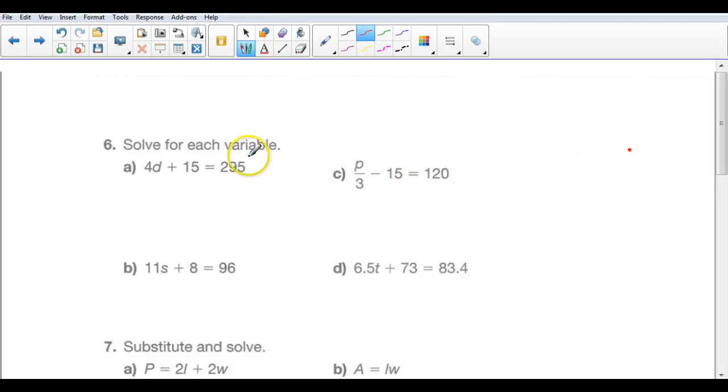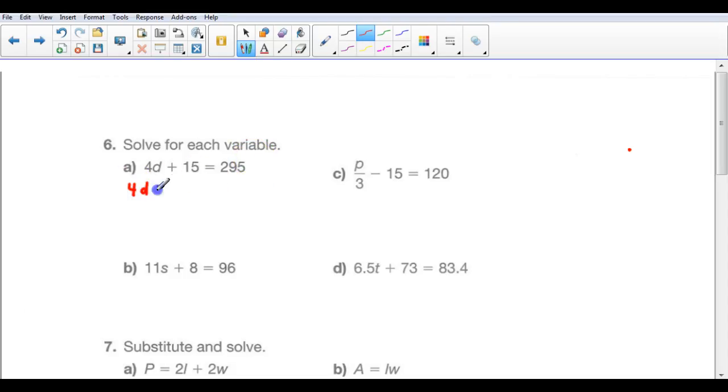Okay, so solve for each variable. Okay, this is algebra. So what we're going to do is apply the same principle, the same rule that I used last time. We want to get d all by itself. It's attached with a 4. We'll worry about the 4 later. But I want to solve for d. So how do I do that? I've got to get rid of this 15. So I've got to take it to the other side. How do I do that? Well, I can do it this way.